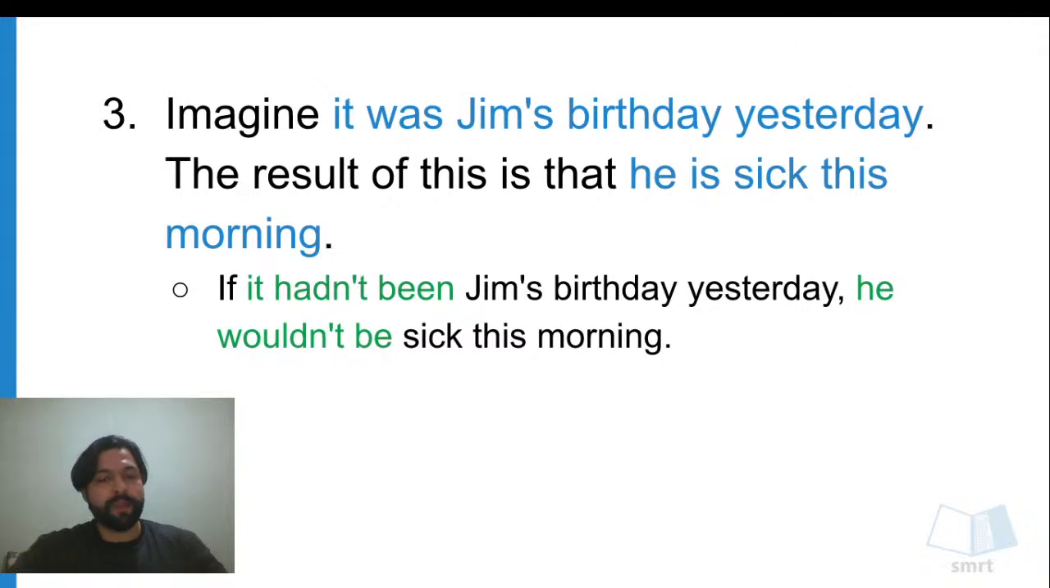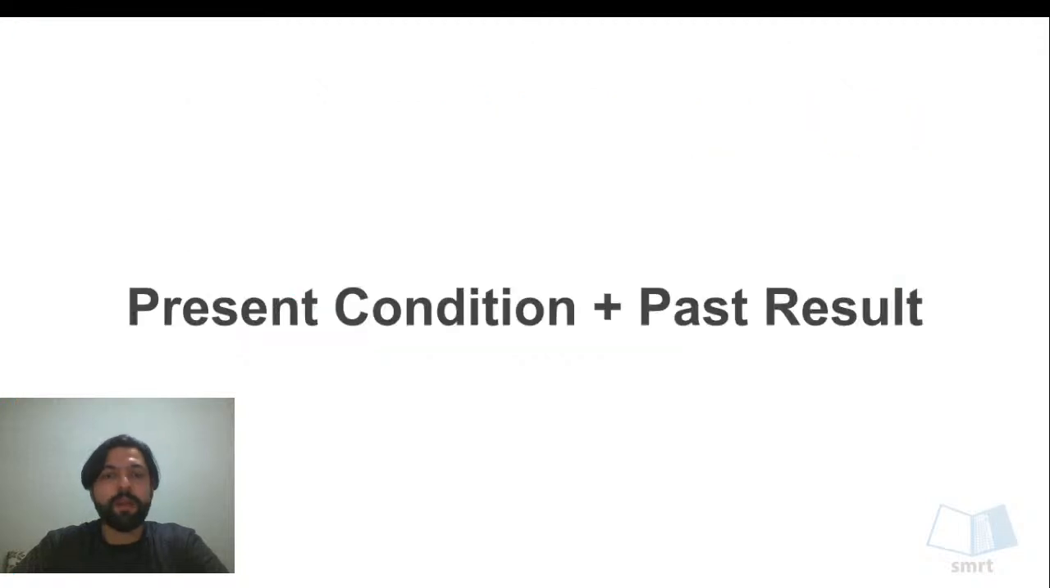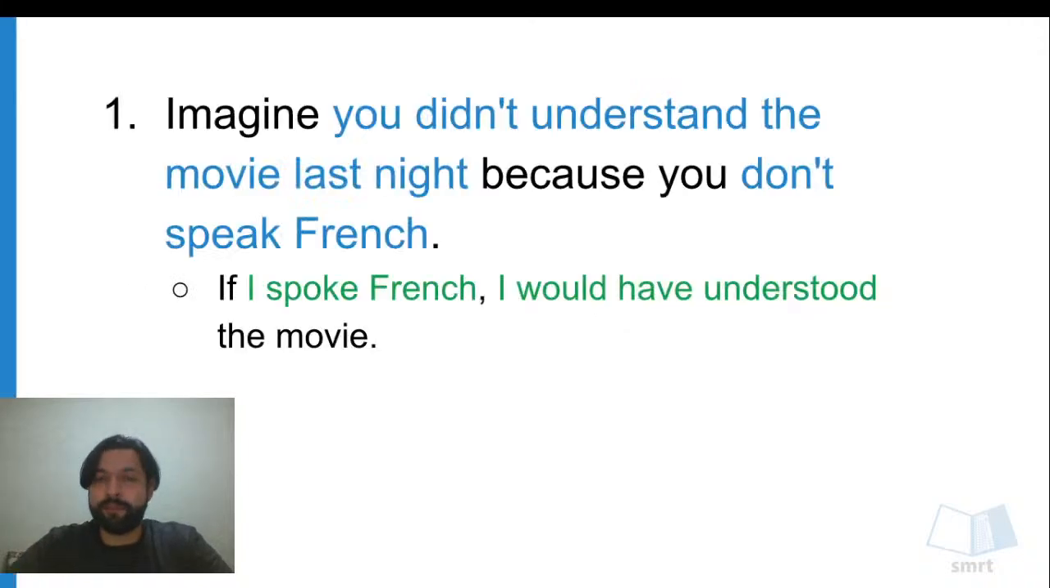Okay, so we can just imagine about the past and contrast it to the present. Well, we can also mix a present conditional, something that is real now, with a past result. For example, imagine you didn't understand the movie last night. You watched the movie in French and you didn't understand because you don't speak French. Speaking French is a permanent thing, it's a present thing. And the movie last night was just last night, the past.